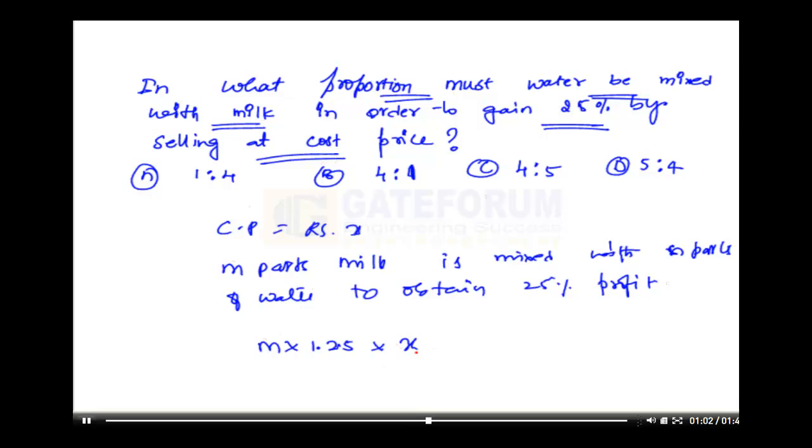For m liters cost is x. Now plus, initially there was no water, so n into 0 parts of water. In this mixture, totally the milk is m plus n, m parts of milk and n parts of water. So combined I am saying milk. That will be equal to x, as we are selling it for the cost price.